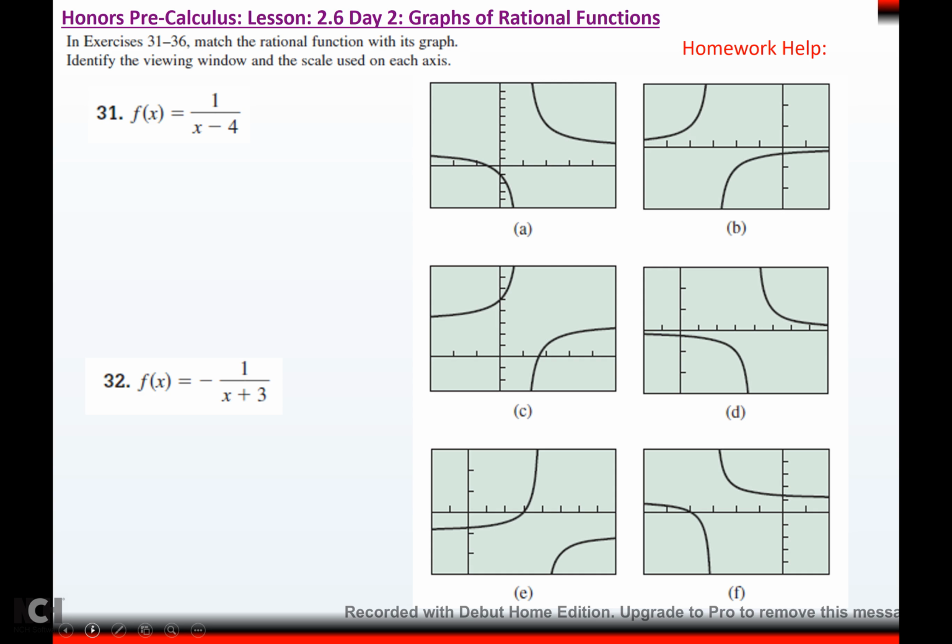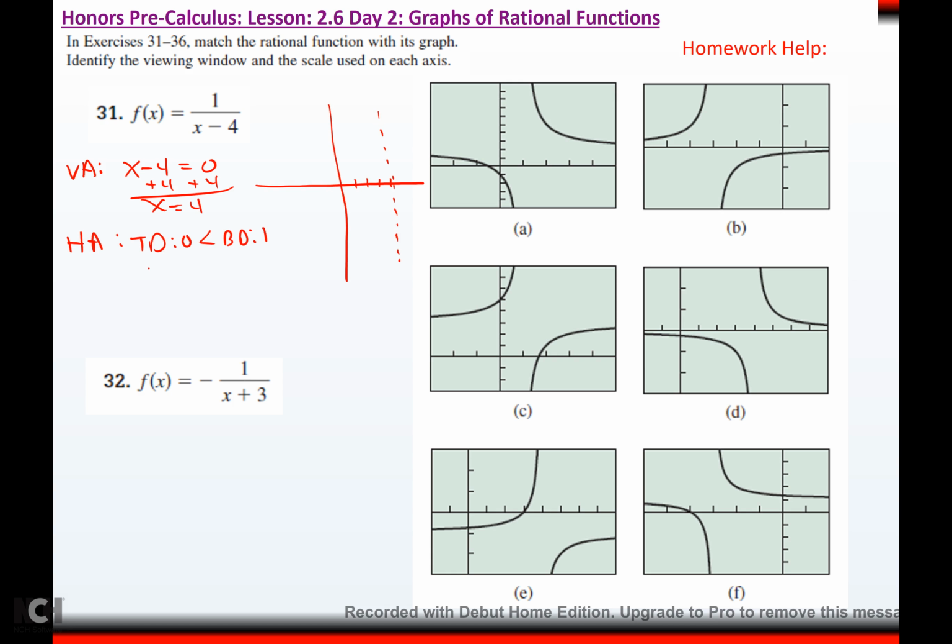Well, this one tells me, to get my vertical asymptotes, I set my denominator equal to 0, add 4, x equals 4. So I'm going to have an asymptote at x equals 4. My horizontal asymptote: my top degree is 0, my bottom degree is 1. Top degree is smaller than the bottom degree, so my horizontal asymptote is at y equals 0.